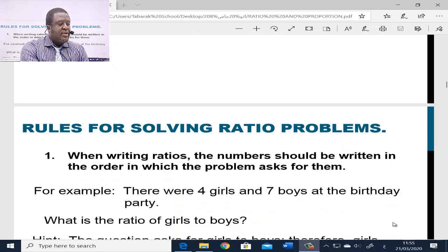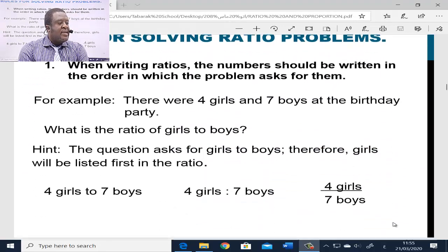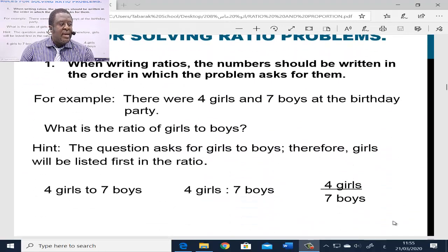Rules for solving ratio problems. When writing ratios, the numbers should be in the order in which the problem asks for them. For example, there are 4 girls and 7 boys at the birthday party. What is the ratio of girls to boys? The hint is that the question asks for girls to boys. Therefore, girls will be listed first in the ratio.